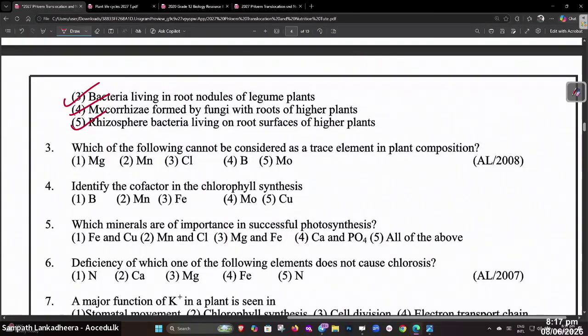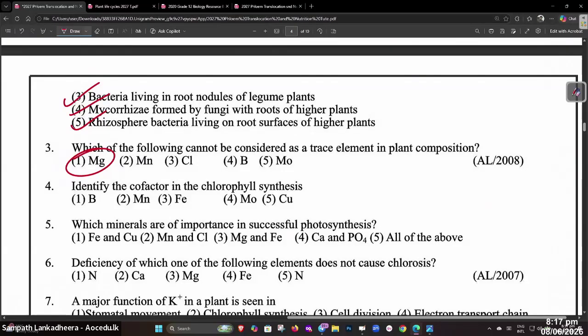Right, next one, people. Which of the following cannot be considered as a trace element of plant composition? What is your answer, Lamai? Aksha says magnesium. Do others agree? Jayaprakash says magnesium. Saliha says magnesium. I think all of you now say magnesium. So I'll take magnesium too.